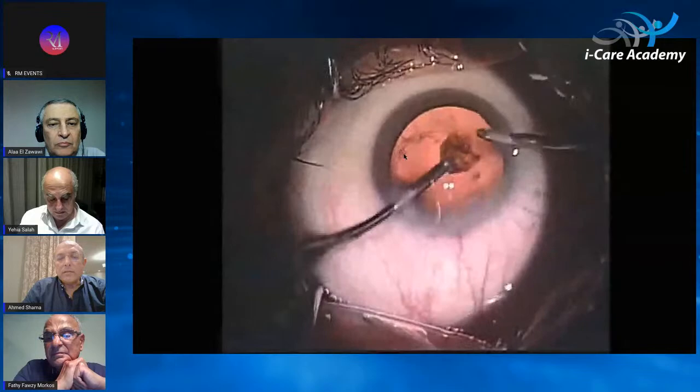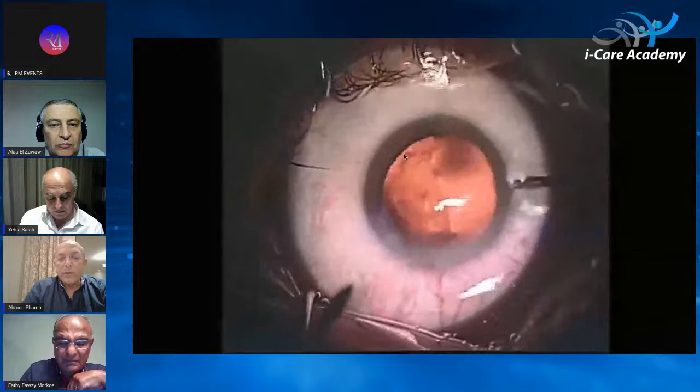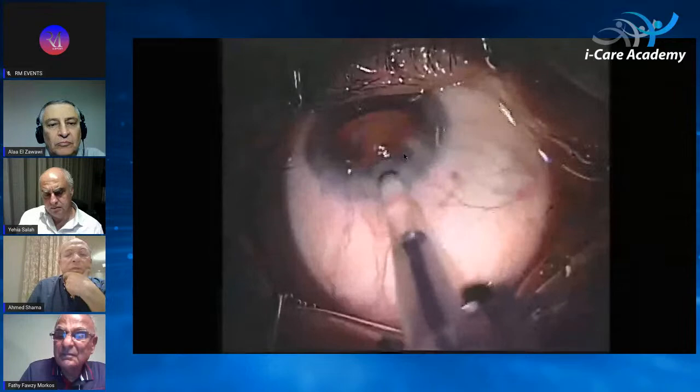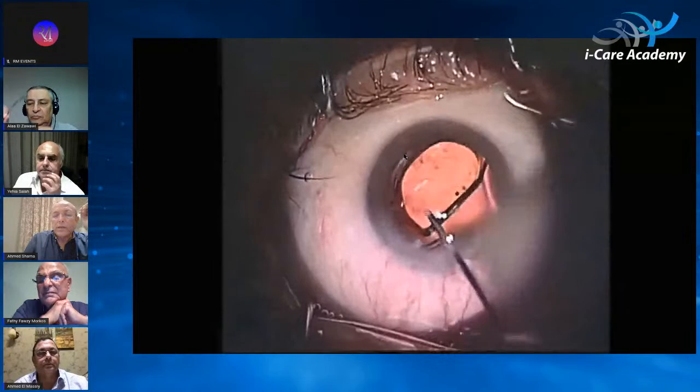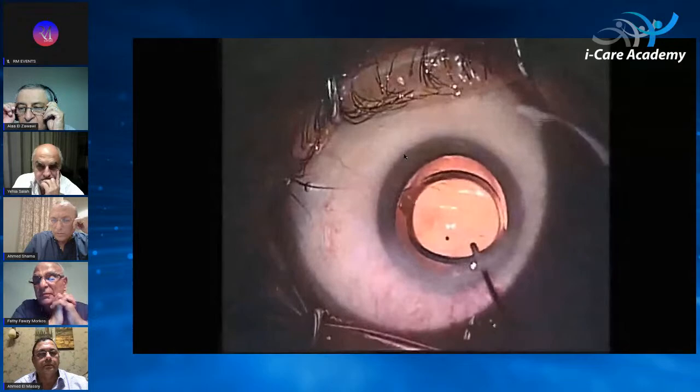I put my IOL in the bag because I can see there are still remnants of the bag where I can put the IOL inside. You have to be very careful in your manipulations during IOL implantation because of the weak area.